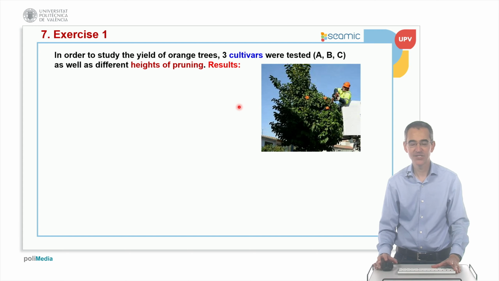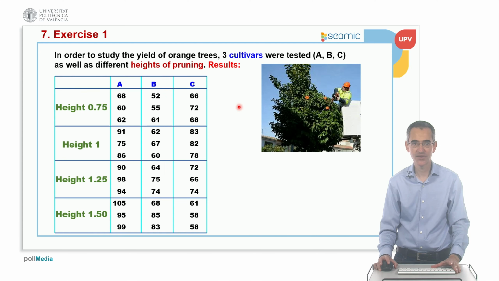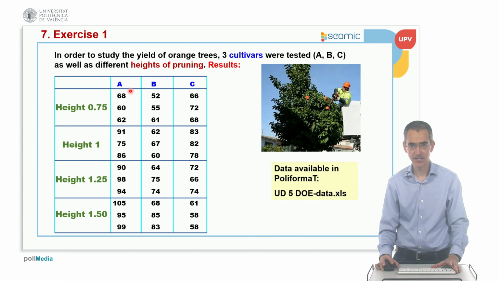And well, imagine that this is the experiment and these are the data. So we have here the 3 cultivars, and then we have here the 4 different heights. So in total, if we multiply 4 by 3, we have 12 treatments, and for every treatment we have 3 replicates. So the total number of data is 12 multiplied by 3. Well, so if these data are analyzed with graphics, this is what appears in the next slide.